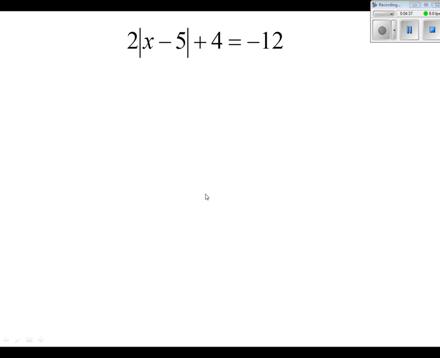Next one, 2 times the absolute value of x minus 5 plus 4 is equal to negative 12. And again, you have to isolate the absolute value. So I'm going to subtract 4 first from both sides. So 2 times the absolute value of x minus 5 is equal to negative 16. Now I divide both sides by 2, because again, there's no distribution in absolute value signs. So absolute value of x minus 5 equals negative 8.